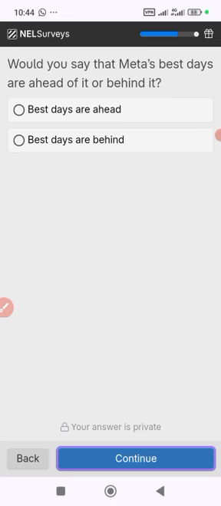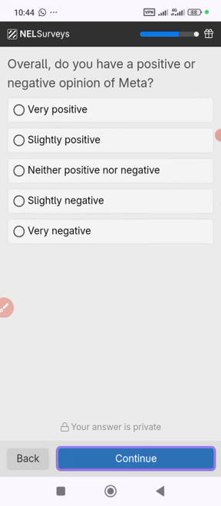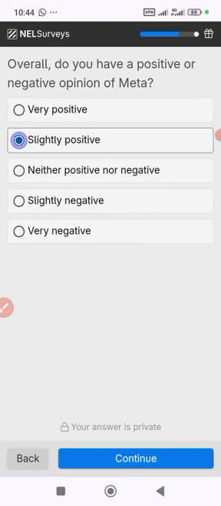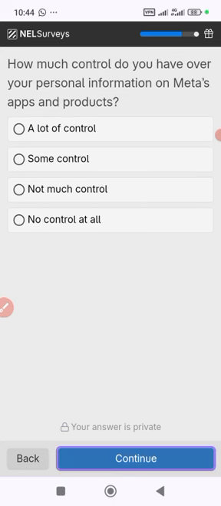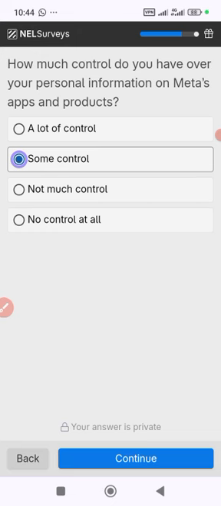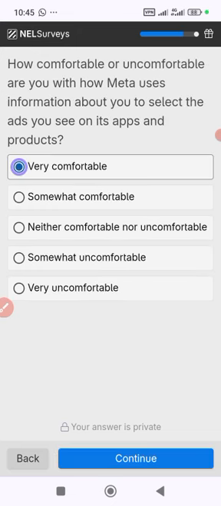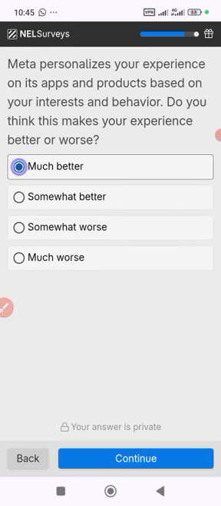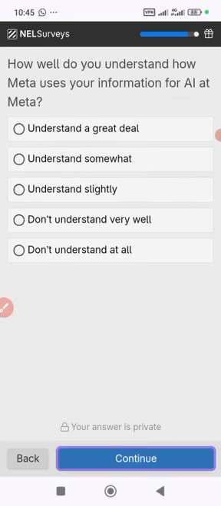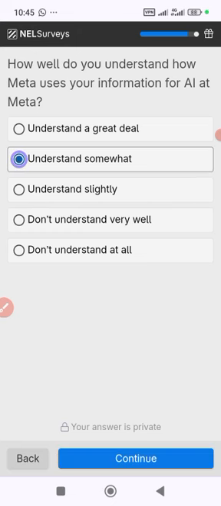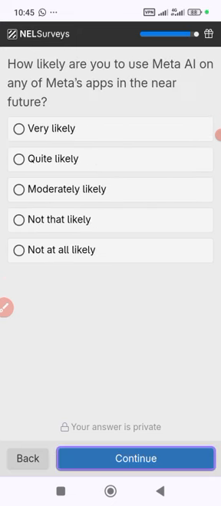What would you say, that Meta's best days are ahead? Best days are ahead, of course. Best days ahead. Slightly positive. How much do you trust? A lot. Some control, rather. Very comfortable. Much better. Very interested. Understand somewhat. Very transparent.